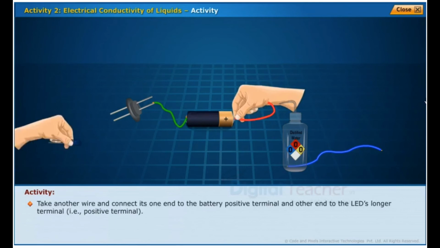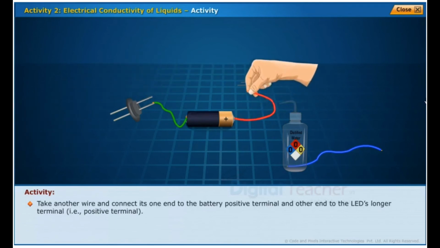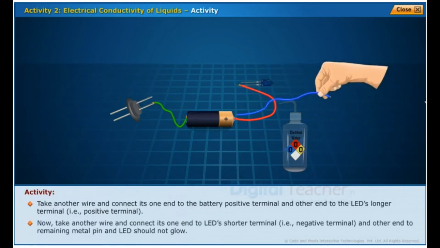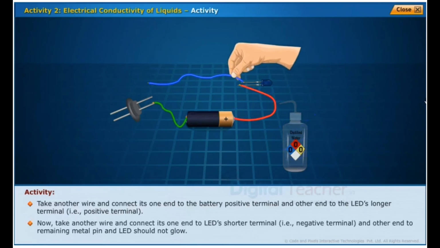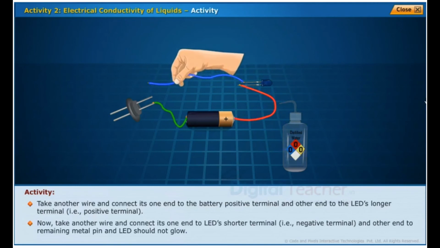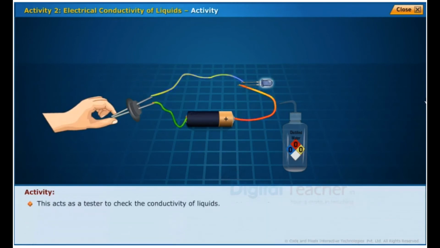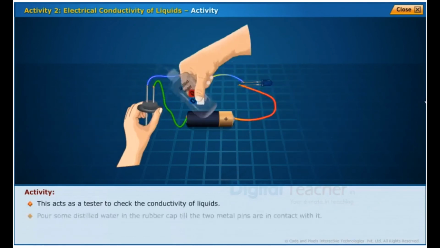Take another wire and connect its one end to the battery's positive terminal and other end to the LED's longer terminal, that is, the positive terminal. Now, take another wire and connect its one end to LED's shorter terminal, that is, the negative terminal, and other end to the remaining metal pin. The LED should not glow. Press the free ends of 2 metal pins so that they will come in contact with each other and the LED glows. This acts as a tester to check the conductivity of liquids.